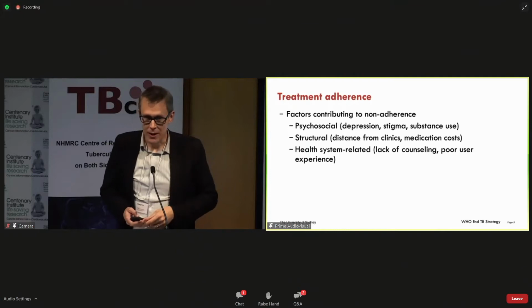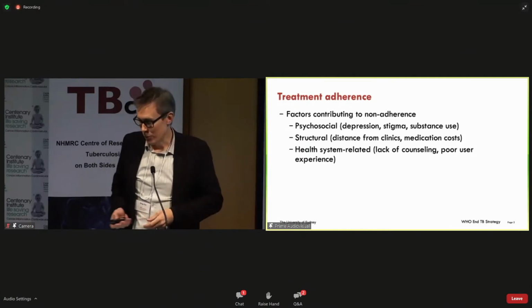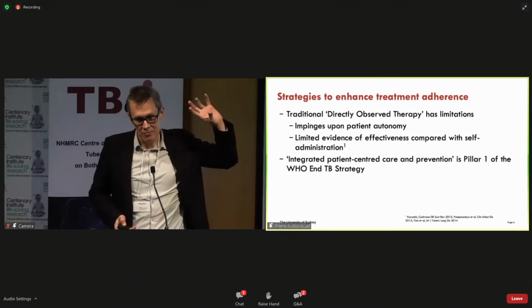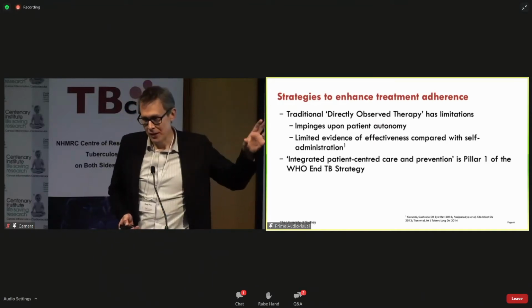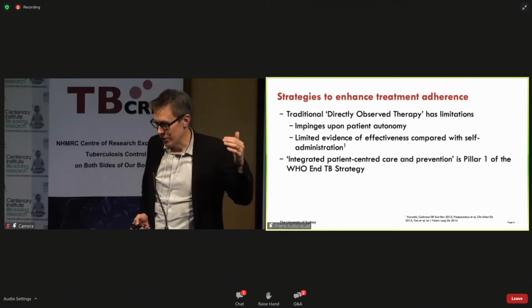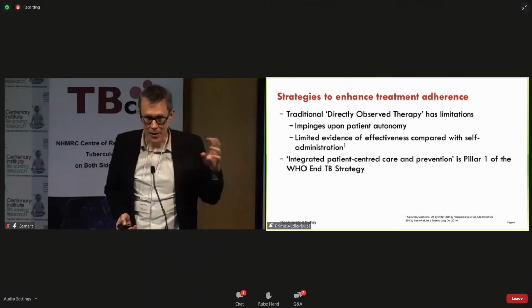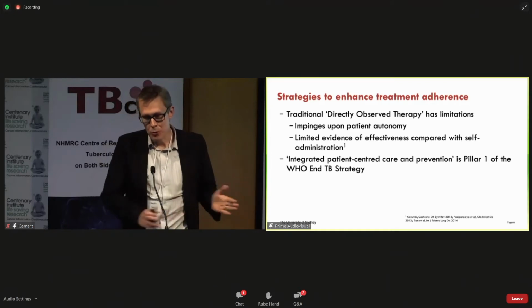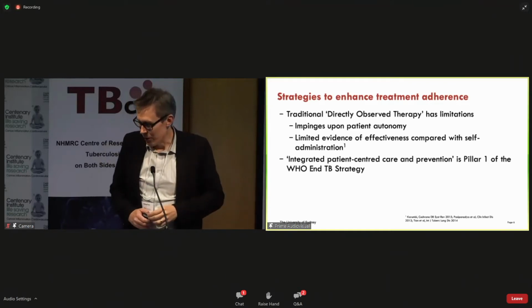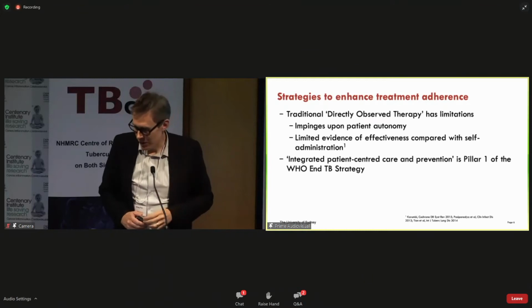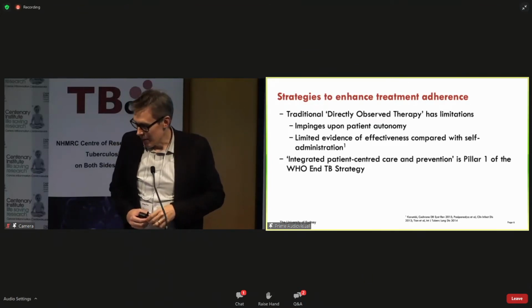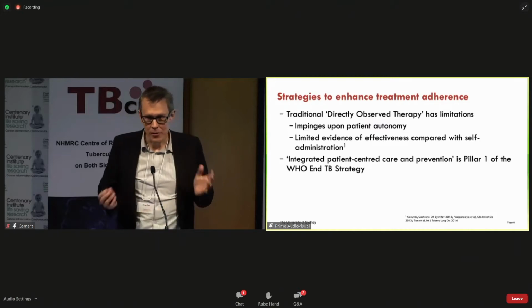And it can be that the healthcare system is not set up to be able to support patients. And so in reaction to the fairly top-down approach of the directly observed therapy paradigm, which is now being moved away from in many countries due to a lack of clear evidence of effectiveness, and you can look at the Cochrane review there if you don't believe me. The WHO and the End TB strategy now really emphasise patient-centered care.